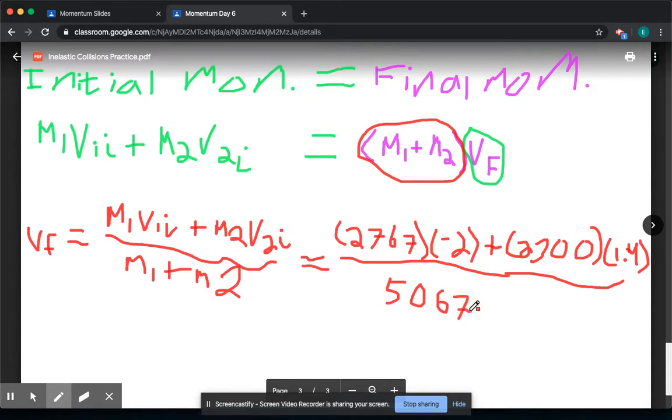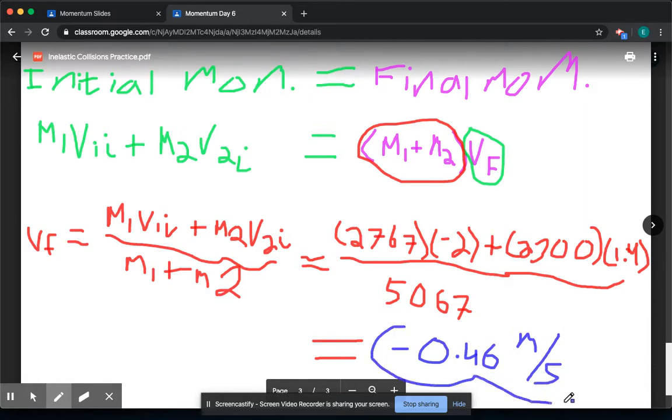If you plug that into your calculator, you should get a value of -0.46 meters per second. Okay. Does this number make sense? You always want to think about that. When you get an answer, you want to think about, does the answer make sense?